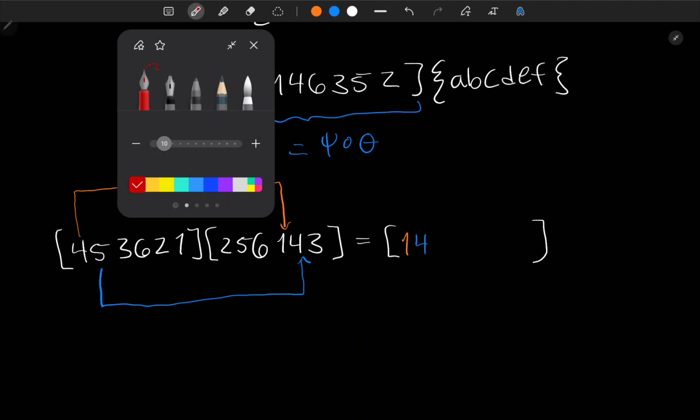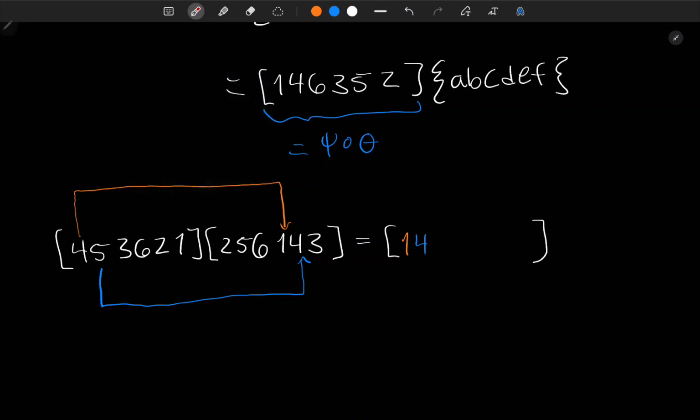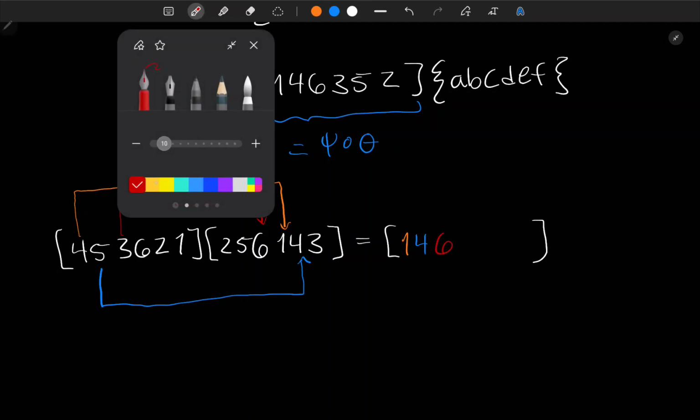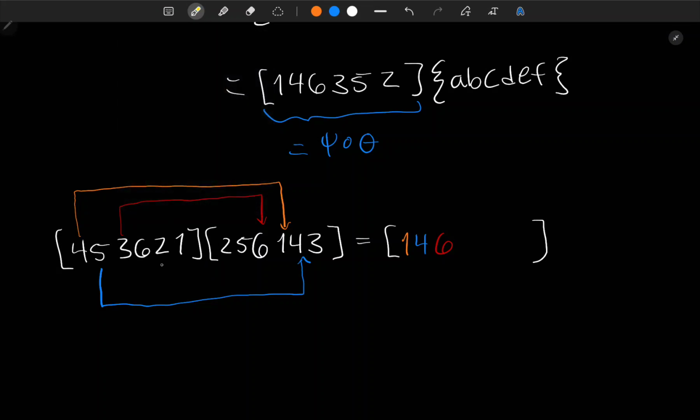Next, we have a 3. 3 here points to going to the third element. That points to 6. So the third element here is 6. Next, we have in the fourth position a 6. So this maps all the way to the sixth element, which is 3. So 3 is next.